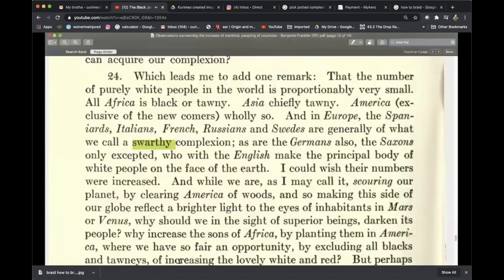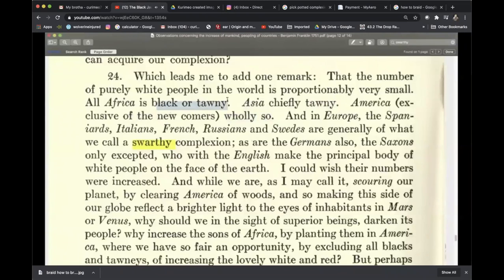Point 24, which he's making observations, which leads me to add one remark. He says that the number of purely white people in the world is proportionally very small. It's very small. You're the minority. All Africa is black or tawny. Asia, chiefly tawny, a darker complexion, not white. America, exclusive of the newcomers, wholly so. What is that saying? America is black or tawny, wholly, except the newcomers, meaning the aboriginals that were already there are wholly black or tawny.